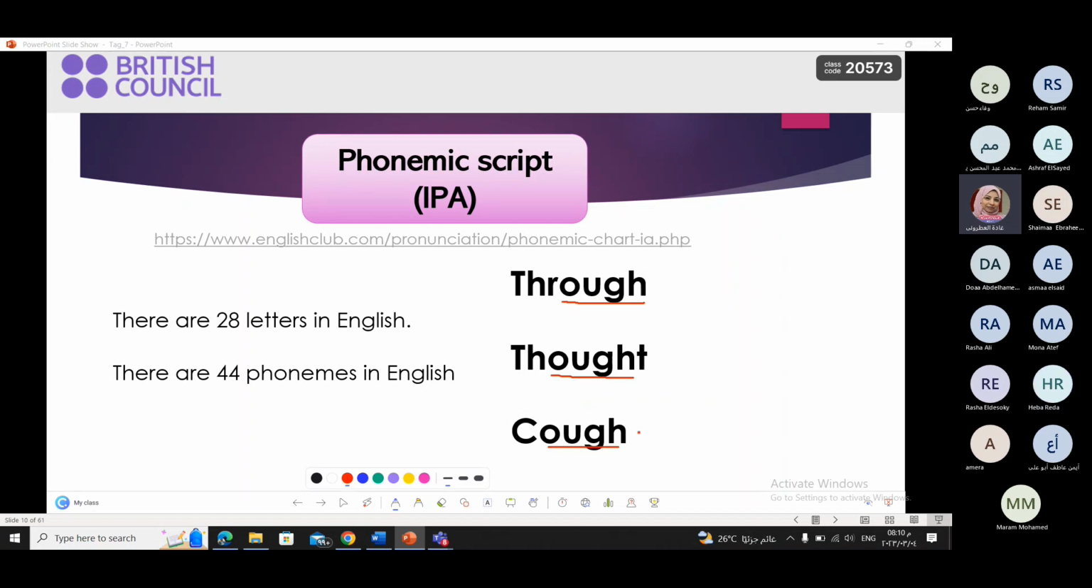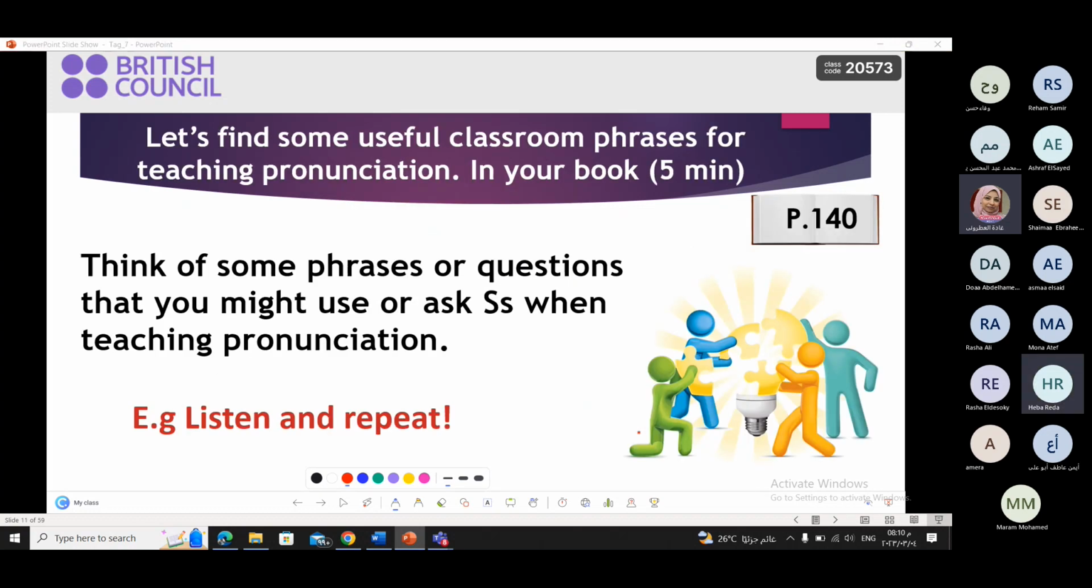Do you feel that they are different? Do you find them different? Yeah. So if we see the transcription of each word, we will see that they are different. The first word is through, thought, and cough. This is why we need to teach our students the phonemic script or the international phonetic alphabet, because not all the letters are pronounced the same. Okay? Perfect.